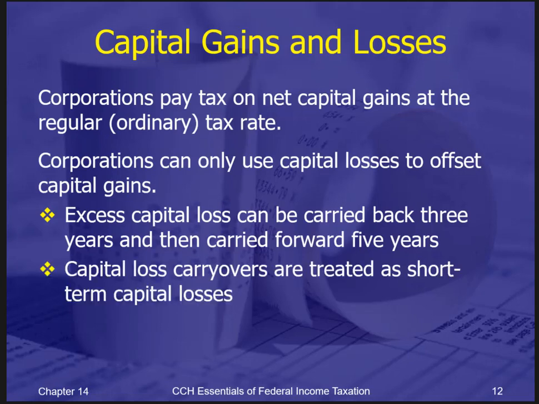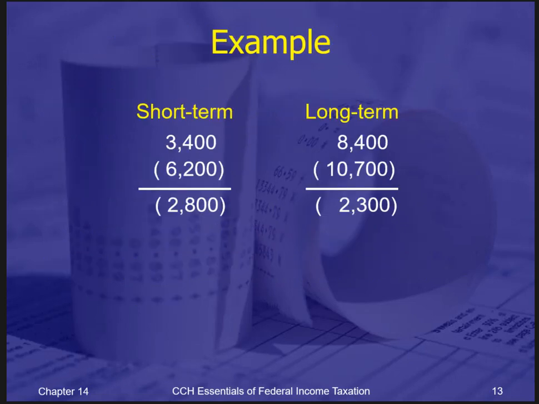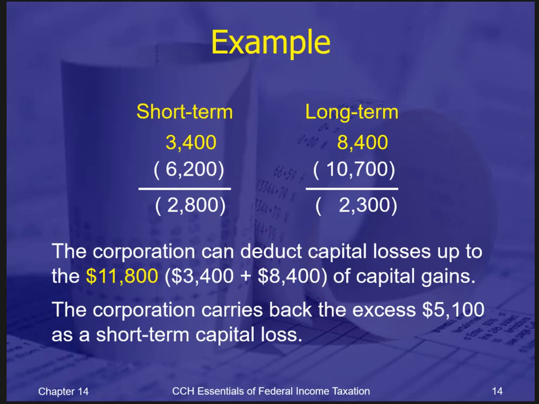And anything you carry either direction is short term. So in your example, you've got your short term, long term. Remember, we did the same thing with individuals. We put all the short terms in one basket, all long term in one basket, as far as how long they are owned. You offset the losses against the gains and you end up with excess capital losses. Those are all short term. They go back 3 years or forward 5.